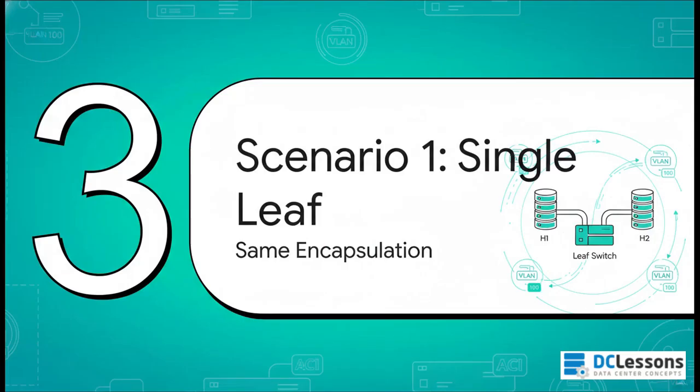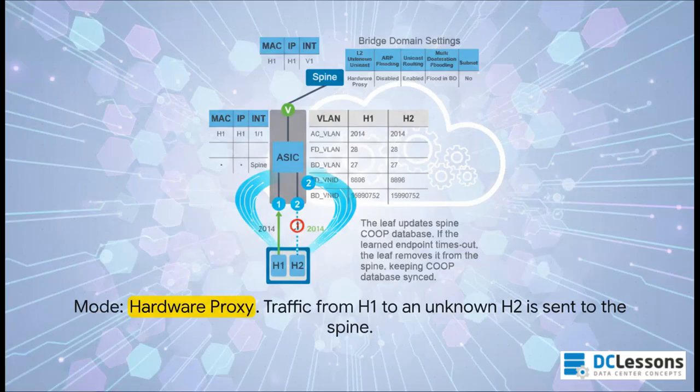Okay, let's start with the absolute simplest setup you can imagine. We've got 2 hosts, H1 and H2. They are plugged into the exact same leaf switch, they're in the same bridge domain, and using the same VLAN. Easy, right? So here we are in hardware-proxy mode. H1 sends a frame to H2. Now the leaf looks in its local table and it has no entry for H2's MAC address.